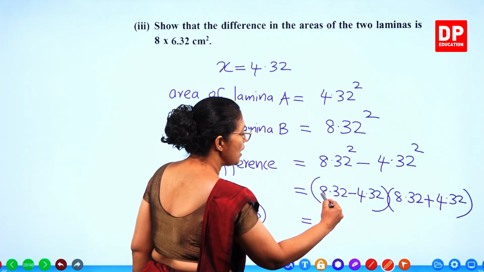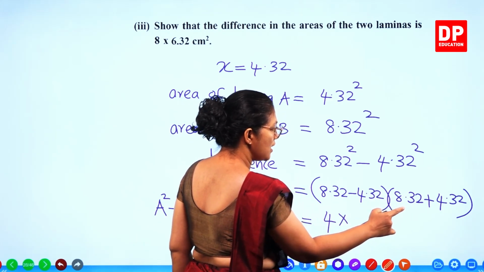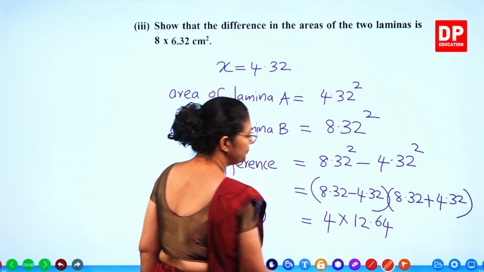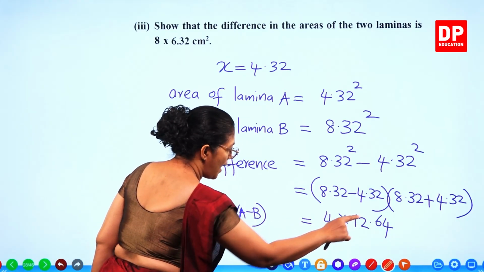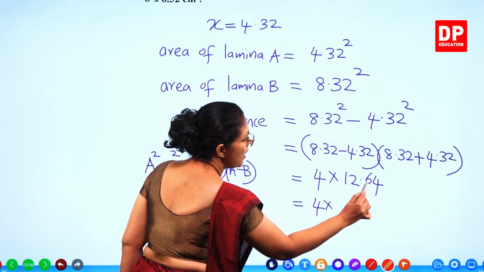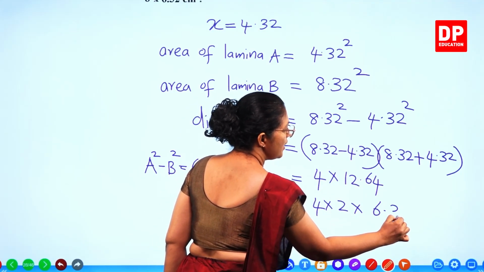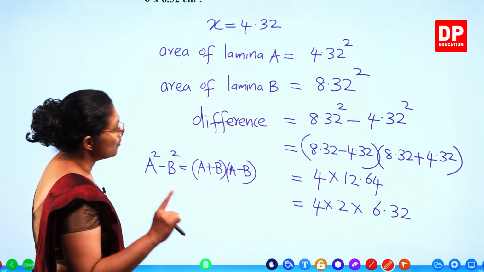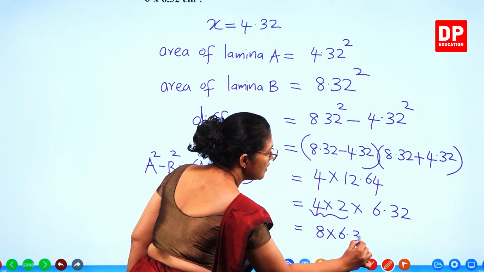So the .32 gets cancelled out. 8 minus 4 is 4 times, what's the addition here? 8 plus 4, 12.64. Now what we have to show is 8 times something. So we can take 2 from that. That means you can divide this by 2 and write down 6.32. Because we need to write in that form, 8 times 6.32. So here we can easily write this as 8 times 6.32.